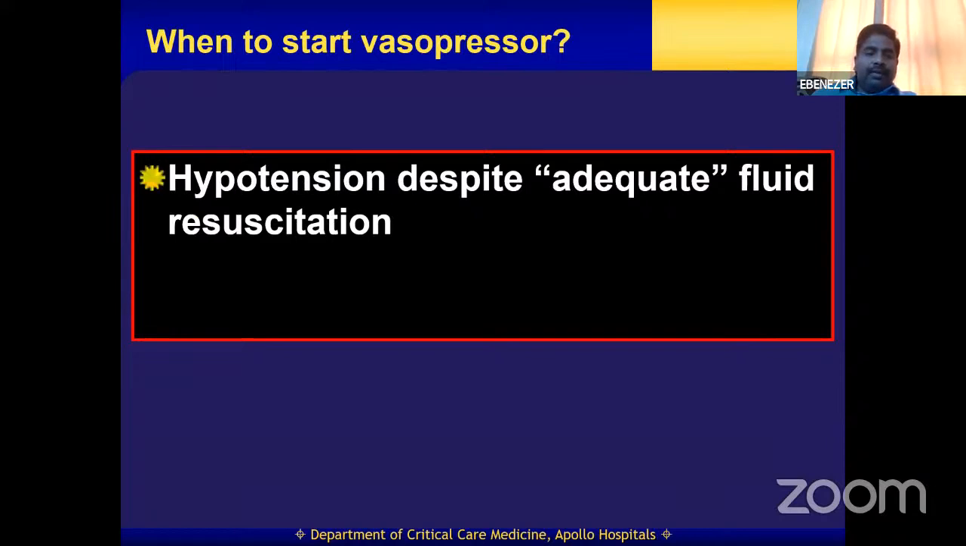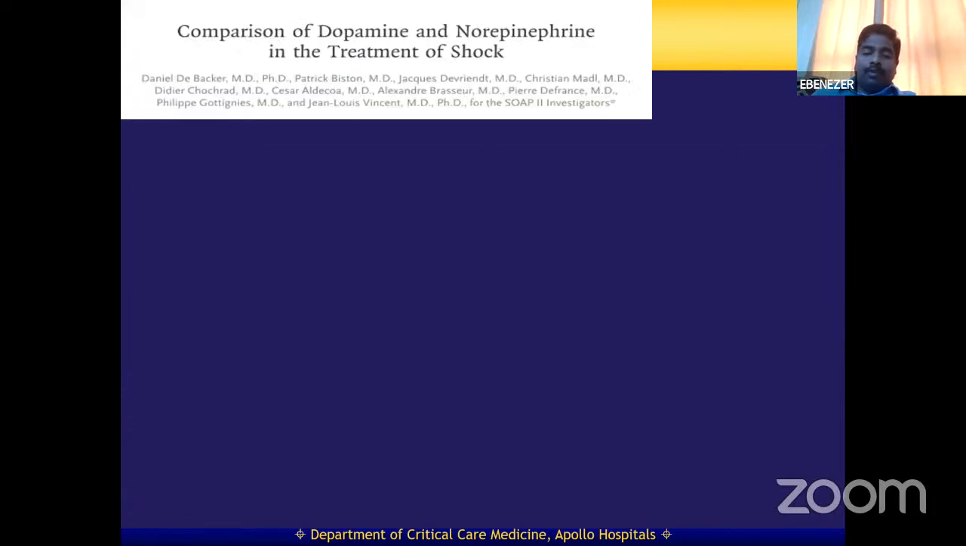So when do you start these vasopressors? So you have resuscitated adequately. So you have chosen a crystalloid, you've given a balanced salt solution, and you have given a bolus of 30 ml per kg. You have started resuscitating. As you're resuscitating, you're using your tolerance, etc. You're finding out whether a patient is tolerating everything. But in spite of that, patient is hypotensive. That is a time where you have to go for starting a vasopressor.